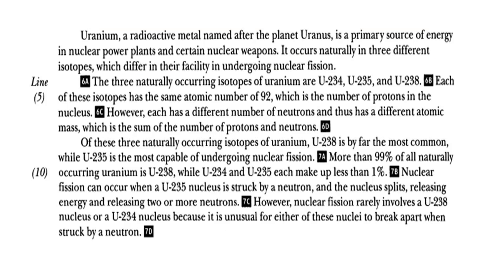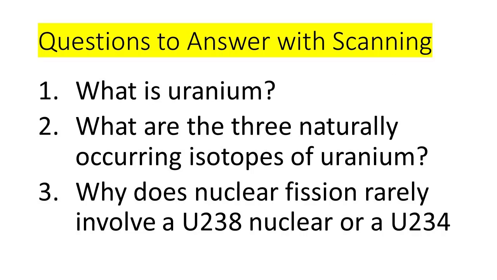So the keyword is three isotopes. You can find it in the second paragraph. Very easy, three isotopes. You can mention U234, U235, and U238. That is the answer. Now the next one: why does nuclear fission rarely involve U238 or U234?